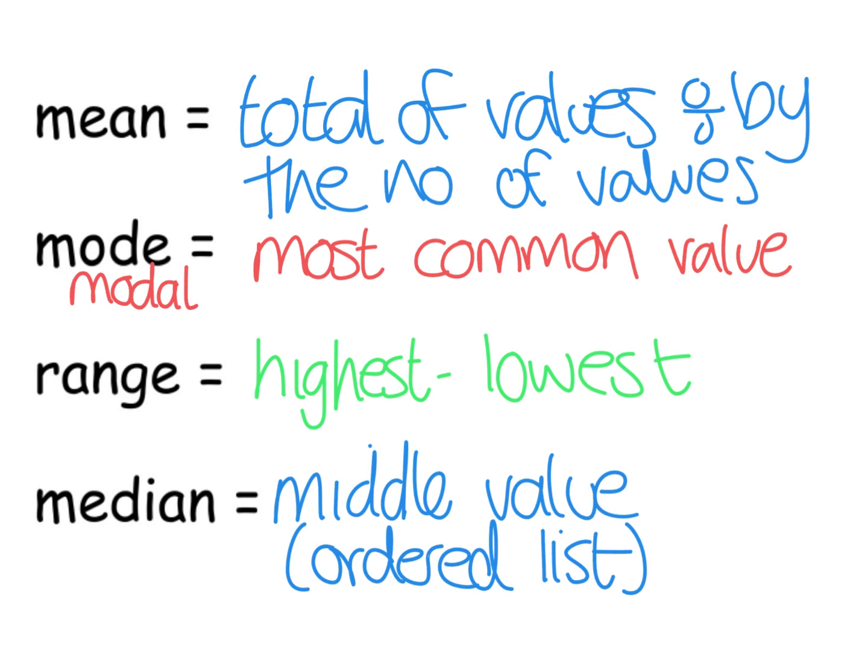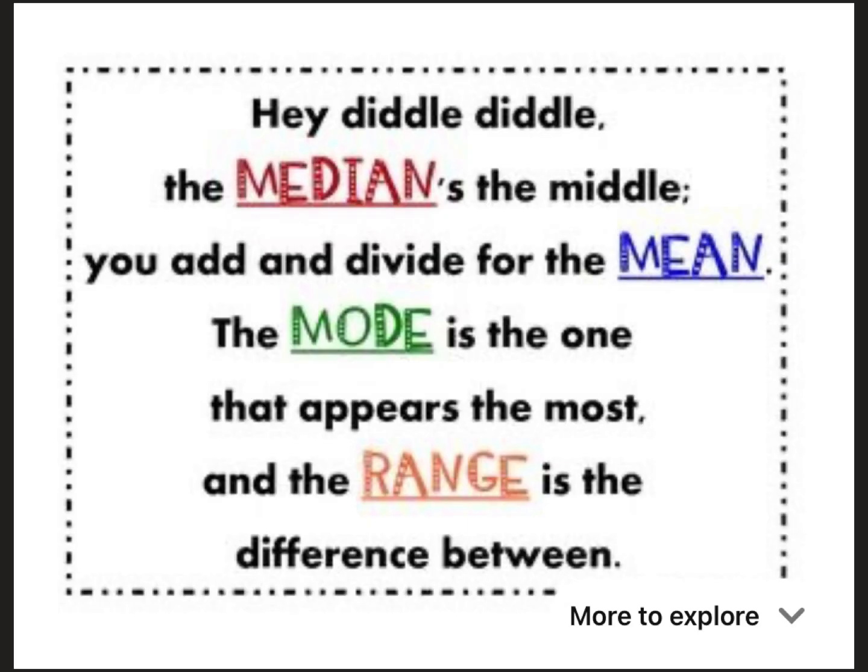Now there is a little poem to help you remember it. And the poem is, hey diddle diddle, the median's the middle, you add and divide for the mean. The mode is the one that appears the most and the range is the difference between. I sometimes say that appears but as you see the most instead. So that's kind of said to the rhyme of the cow and the fiddle jumped over the moon one. So hey diddle diddle, the median's the middle. That's normally one that people find the hardest to remember.